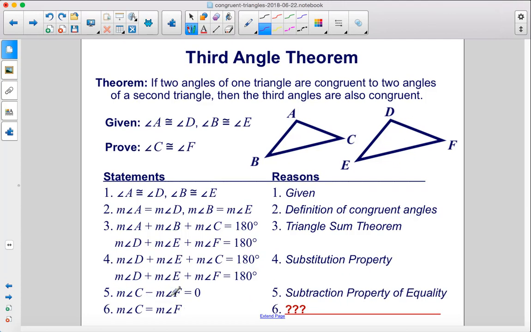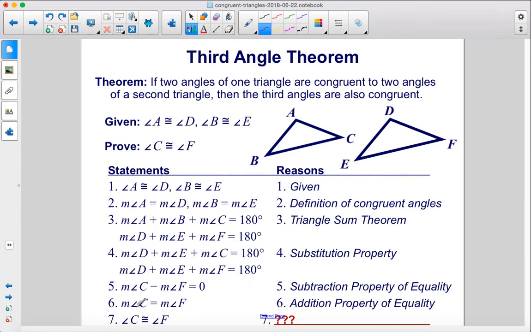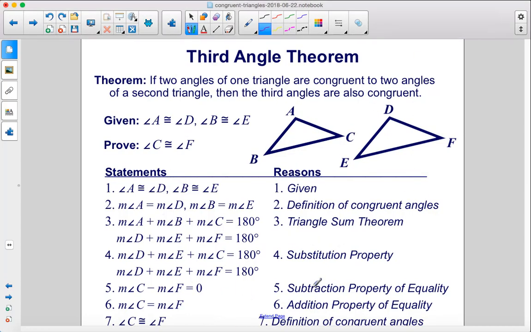And if we then add the measure of angle F to both sides, we get the measure of angle C equals the measure of angle F, because that's the addition property of equality. And because the measures of these angles are equal, that means that the angles are congruent, because that's the definition of congruent angles. And here is the full proof of the third angle theorem.